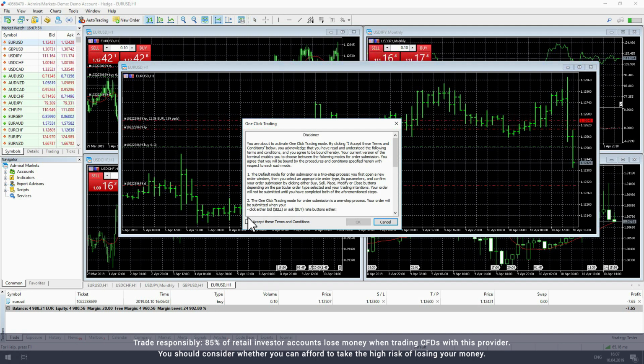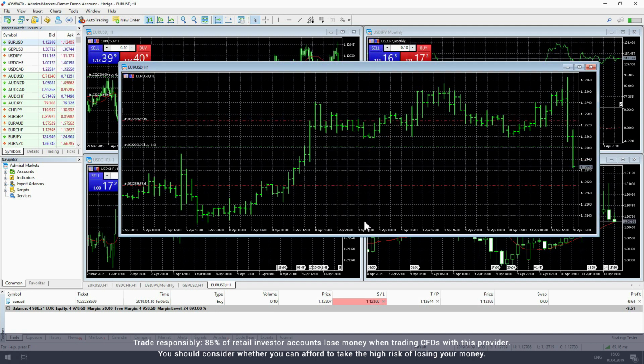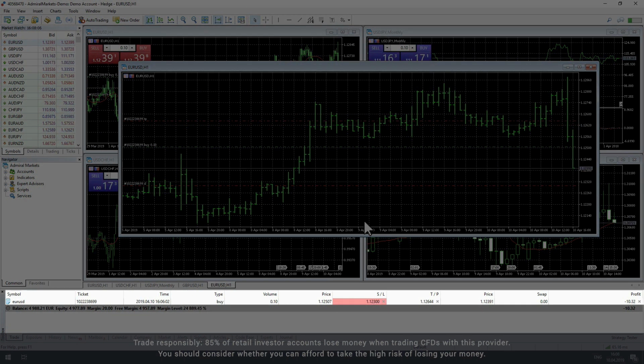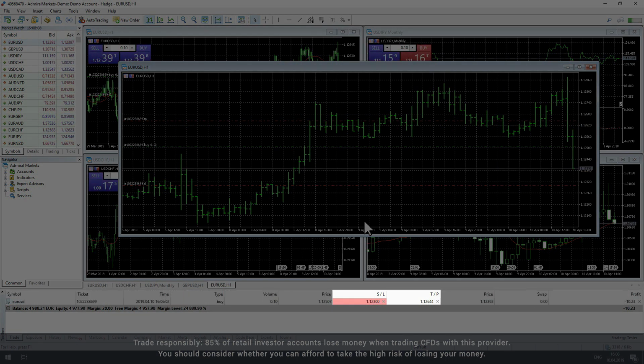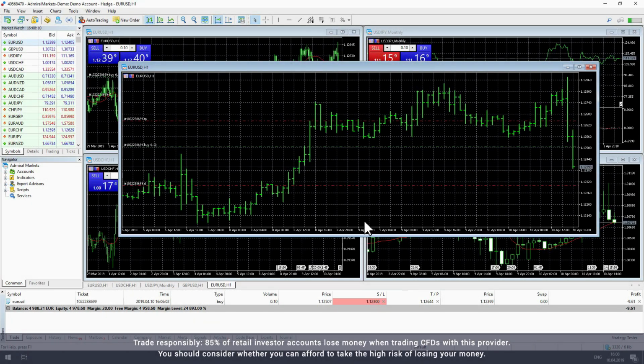Note that the first time you do this, you will need to accept the terms and conditions of one-click trading. In the toolbox, you can see all of the information associated with your trade, including the stop loss and take profit. You can also modify your open trades using the toolbox, including adjusting existing stop loss and take profit levels or adding a stop loss and take profit to a trade that doesn't have one.